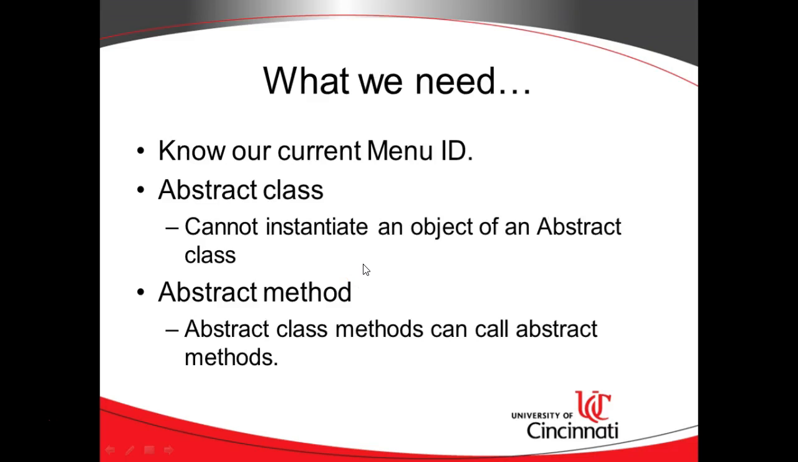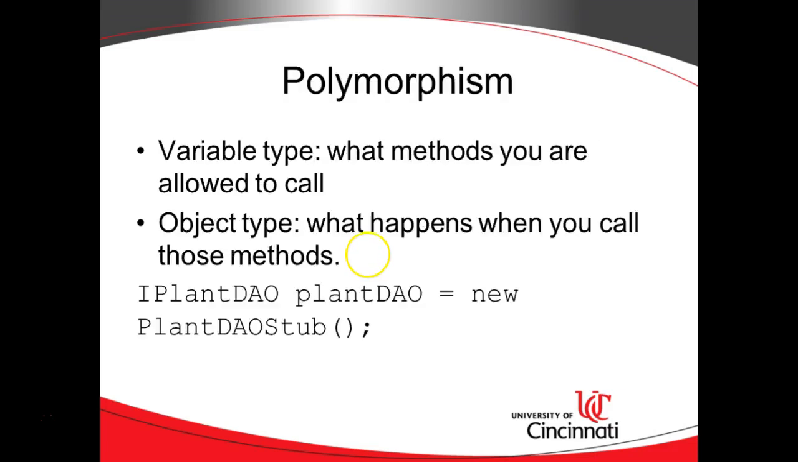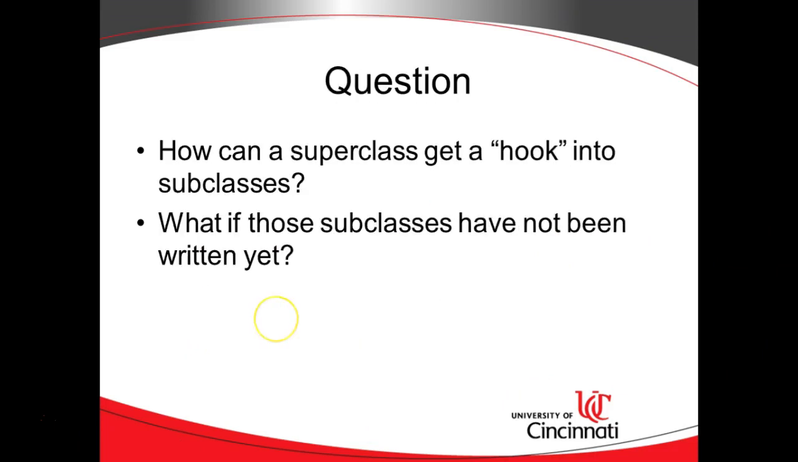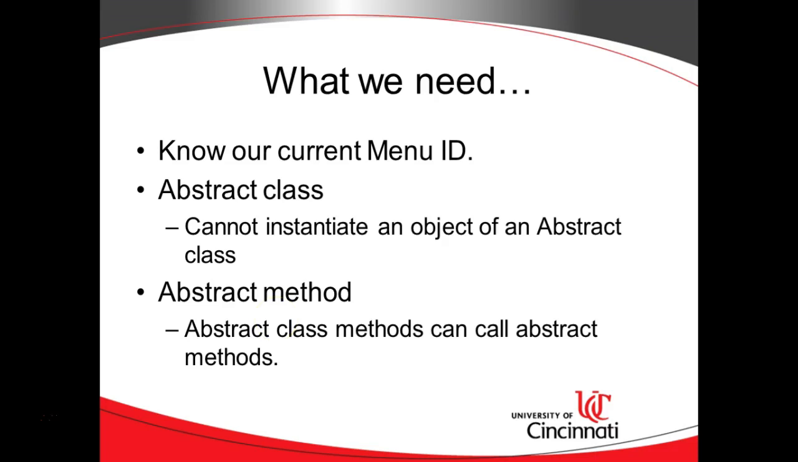What we'll need to do this is an abstract class and an abstract method. We also need to know what our current menu ID is, but we'll pick that up when we walk through the example. So an abstract class, what do we know about that? An abstract class is like a normal class, except you cannot instantiate an object of an abstract class. In other words, PlantDAOStub here, because we're calling a constructor, cannot be abstract. As soon as we add the abstract keyword, we can't call the constructor on it. Now, we can subclass an abstract class, and we can call a constructor on those subclasses. That's fine. We just can't instantiate the abstract class itself.